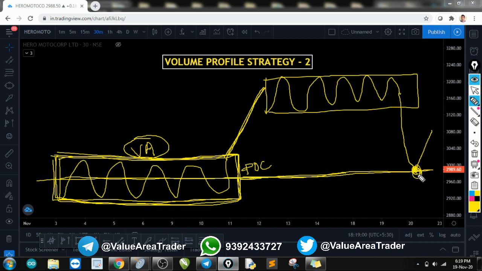Whenever price comes back to that POC, we normally expect the price to bounce off. So that's why we would be buying when the price re-enters this value area and comes to this POC. This is for bullish, right? We are buying here. The same happens for bearish too.